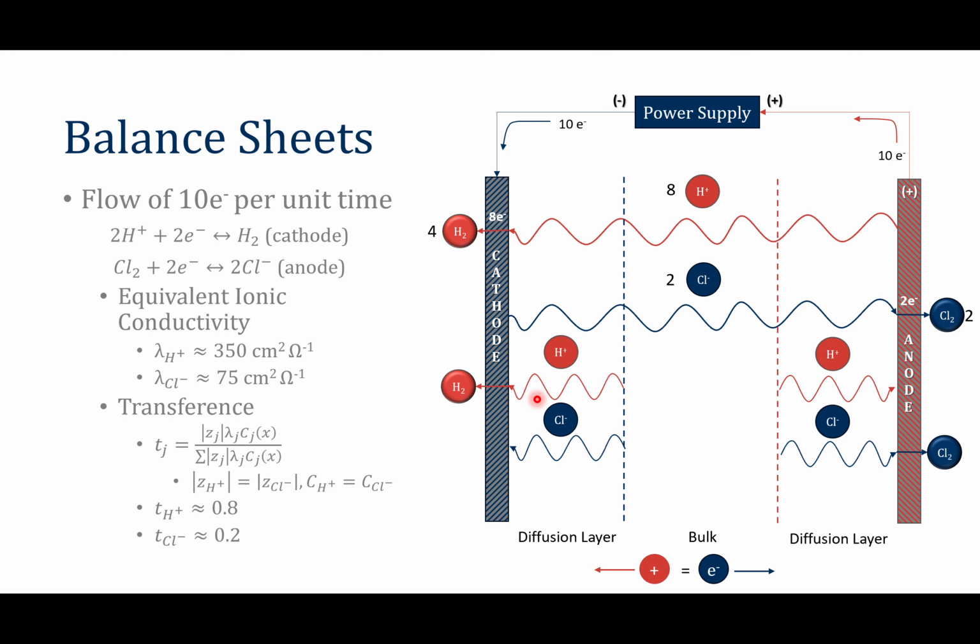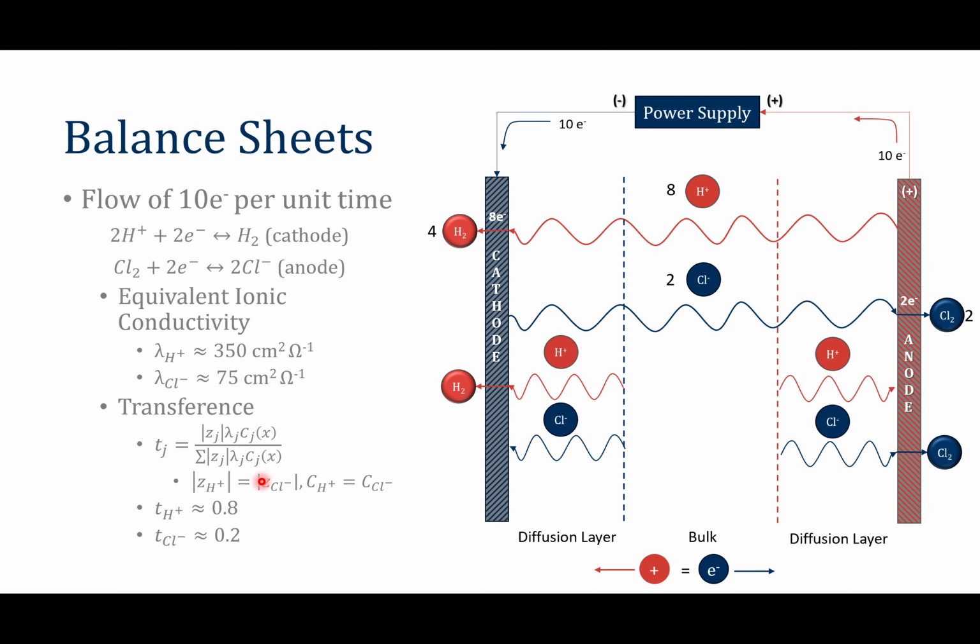And so what we do is we define our reactions that are going to happen, and you have to include what your solution is made out of. So in this case, it's just HCl. And we're going to say there's 10 electrons flowing every second. We calculate out the ionic conductivities. In this case, these are just tabulated values that we're using.